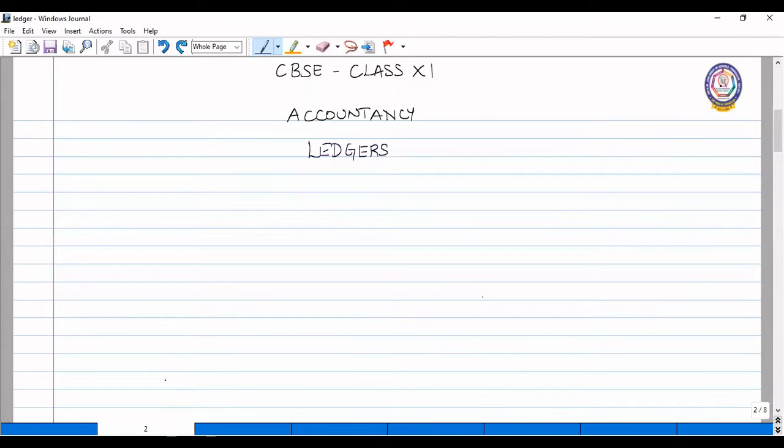Class 11, Accountancy, Ledgers. Today we are going to see how to post ledger entries from compound journal transactions. Okay. Now we'll start with sum number 6 in the exercise. Following balances exist in the books of Ashok on 1st April 2020.